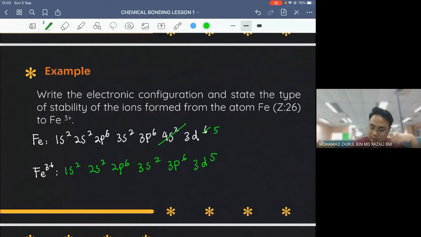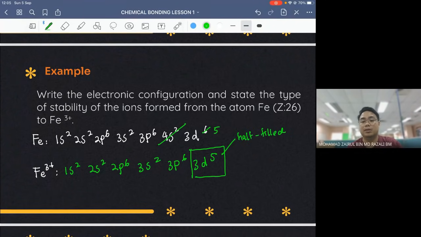So kalau awak tengok 3d5 ini adalah half filled stability. Sebab d orbital maximum number of electron that can be accommodated for d orbital is 10. So the half filled for d orbital is equals to 5. That's why for Fe3+ ion, the stability we call it as the half filled stability of electronic configuration.